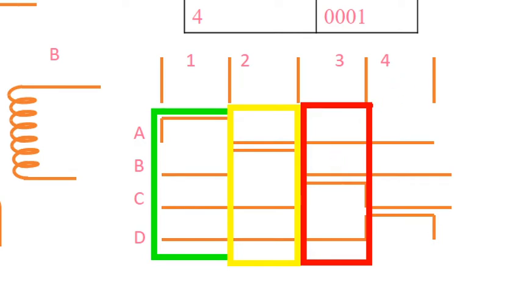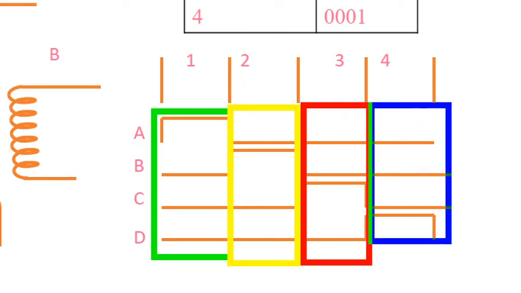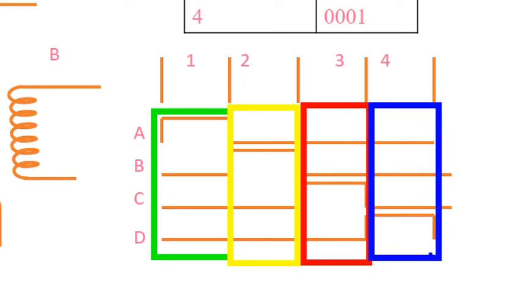The next case is the fourth one. During this case, only D is having the active high.